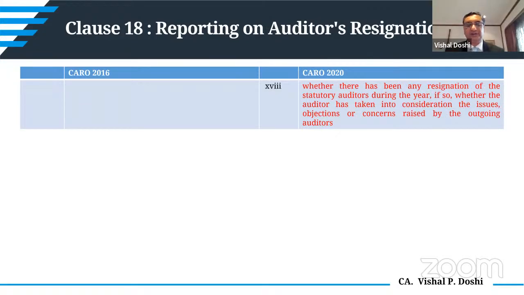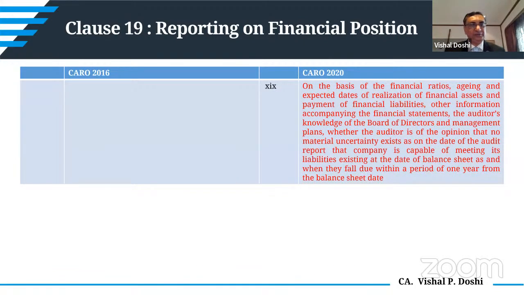Auditor's resignation, like I said, now all are new points. So whether there has been a resignation of an auditor. As a statutory auditor, you are signing a financial statement which last year was signed by somebody else, and that auditor has resigned. Then whether you have considered the issues, objections or concerns raised by the outgoing auditors, and therefore it becomes important that you communicate with the previous auditor. I know everybody would be doing that, but now CARO also requires that you communicate with the previous auditor, and you will have to report on this. This is something which is challenging.